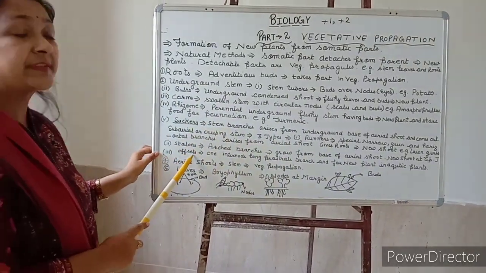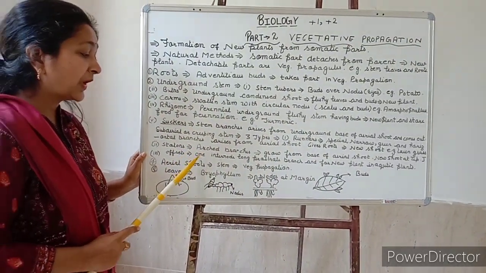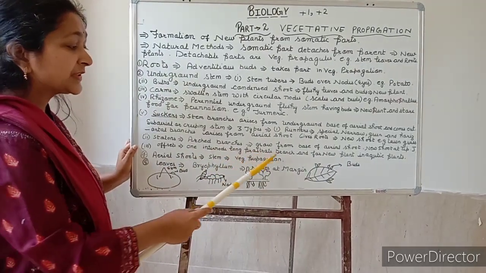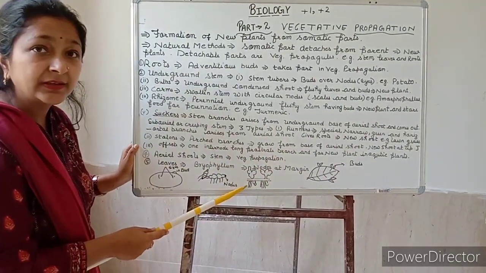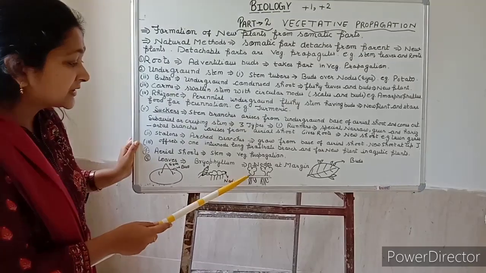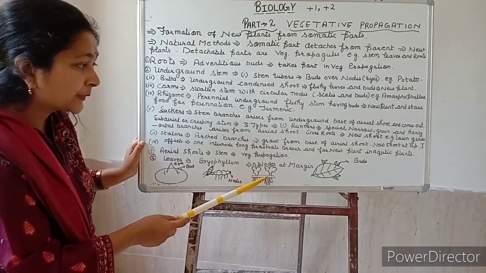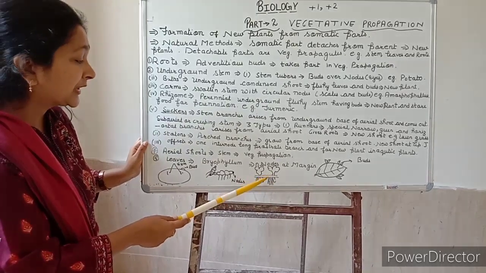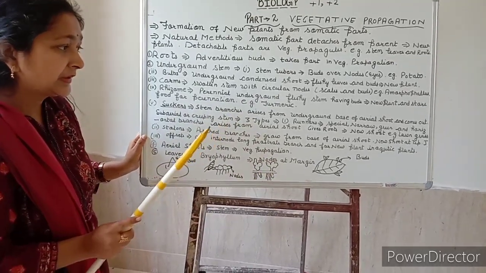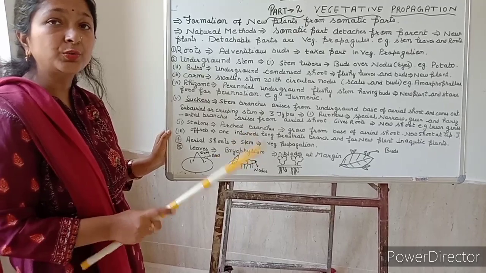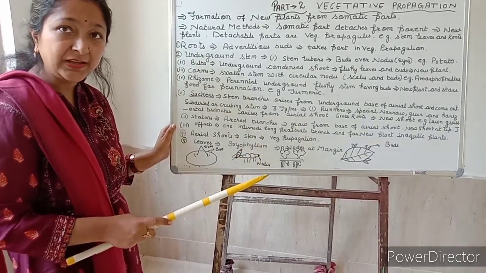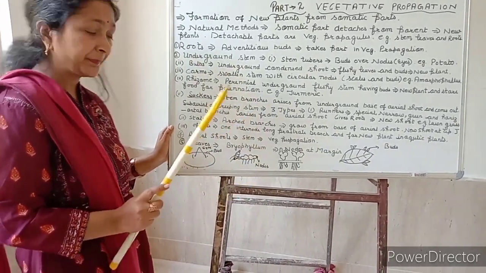Third one, offset. Offsets are 1 internode long prostrate branches. This is 1 internode and this is a long prostrate branch. It will give rise to a new plant. Examples are 2 aquatic plants: one is Pistia, another one is Eichhornia.